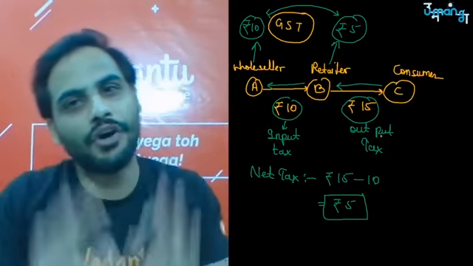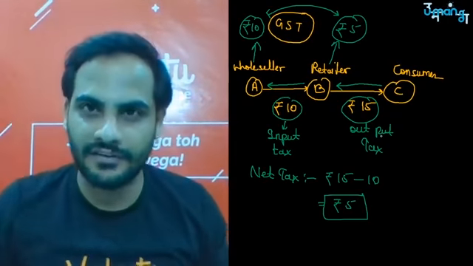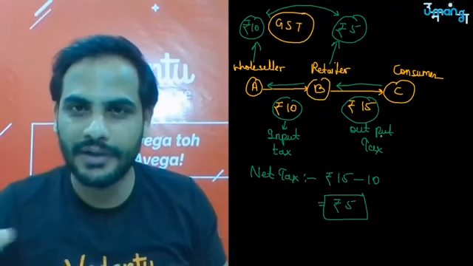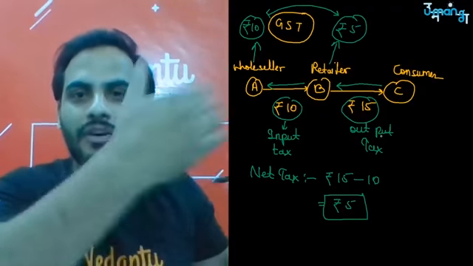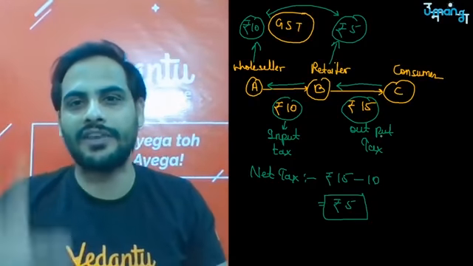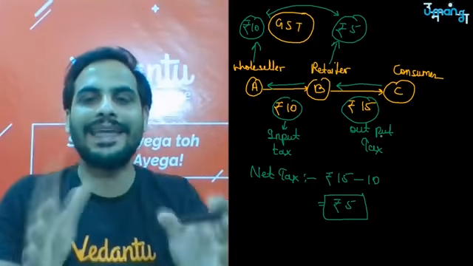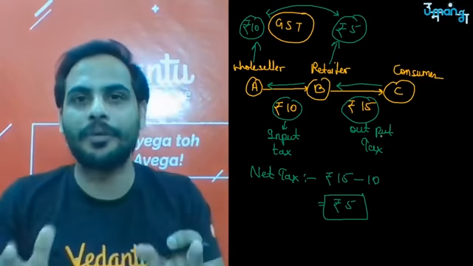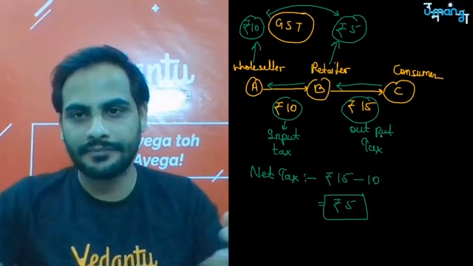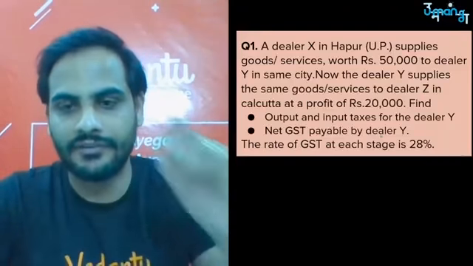So at the end, the government got 15 rupees as their GST. So the tax is always paid by the final consumer, and submitted by the shopkeepers or retailers or wholesalers. This process is very important to understand in GST: the net tax paid by any shopkeeper will be output tax minus input tax. Got it? So let's understand the first question.